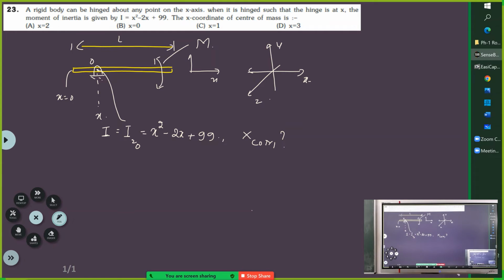Then nobody is answering, and you want to sit here and get trained for mains, NEET, advanced. You don't want to make any effort. That parallel axis theorem itself you have forgotten. Look at yourselves, and whatever marks you are getting, it is a reflection of this particular thing.